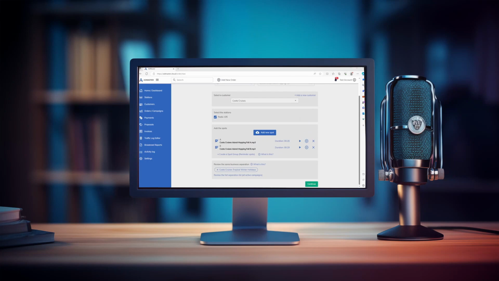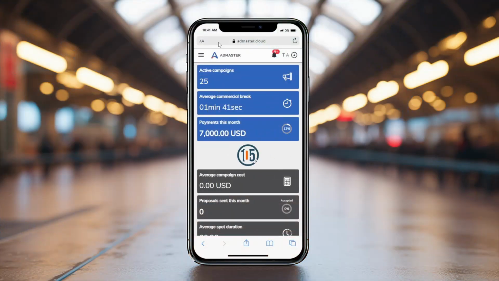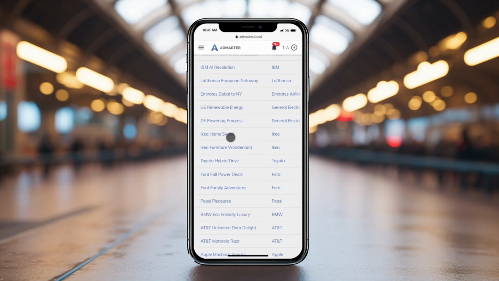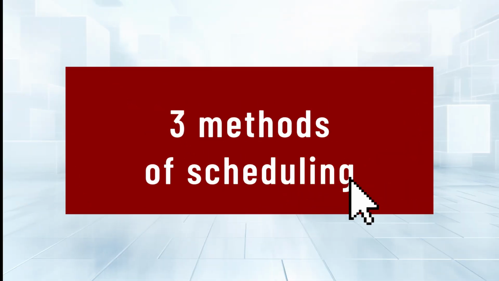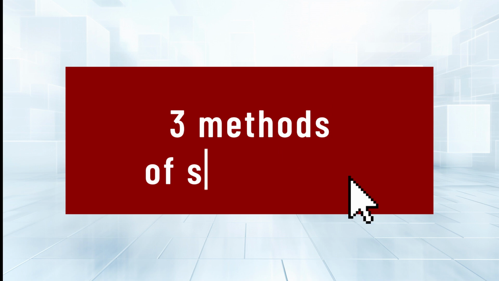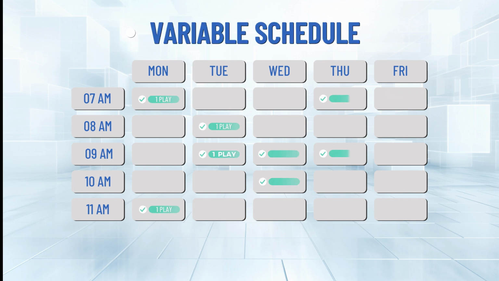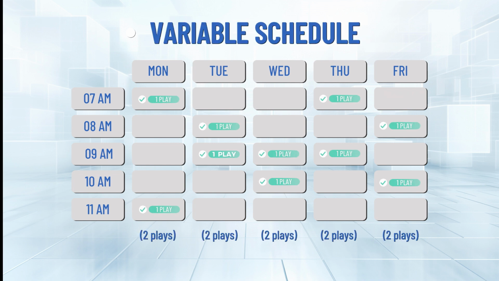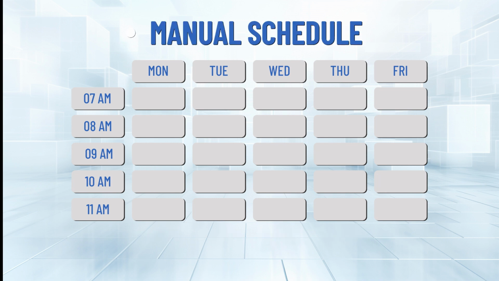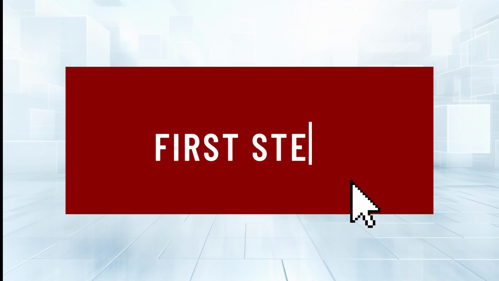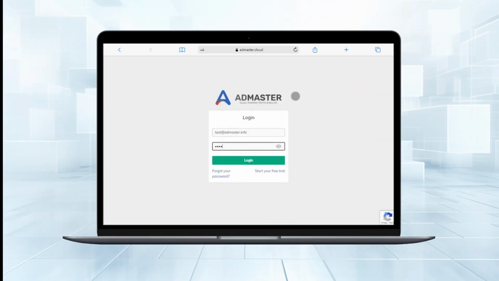If you missed our previous video guiding you through the essential steps of setting up a campaign, you can catch up by clicking the link on your screen. As a quick recap, AdMaster provides 3 distinct methods for scheduling a campaign: static scheduling, allowing you to select specific hours; variable scheduling, where you set day parts and plays dynamically; and manual scheduling, a method where every aspect is handled manually. In this tutorial, we're turning our attention to manual scheduling.